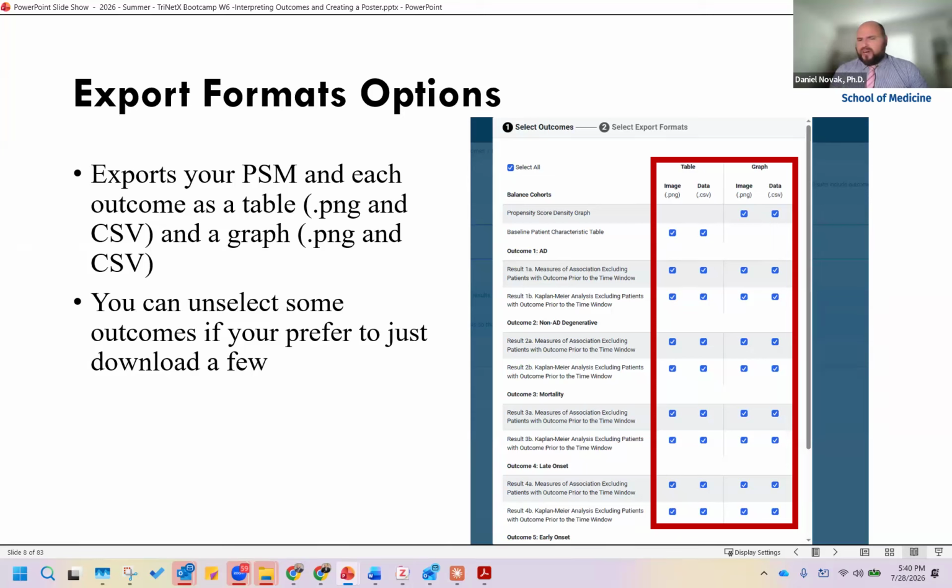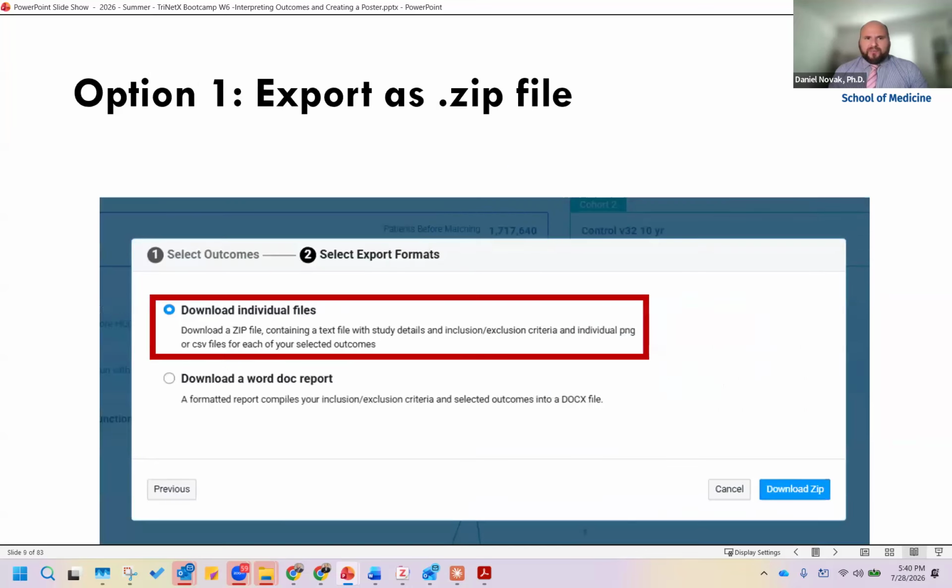Like maybe you ran some extra ones and you're just finding mortality isn't really showing you any useful outcomes for it. So you can just uncheck those and leave them out of your report. But you'll get two options.